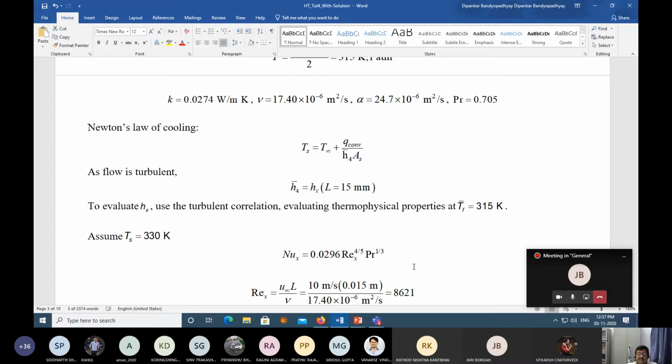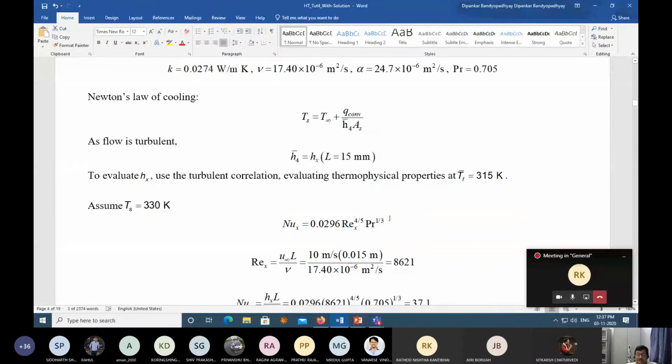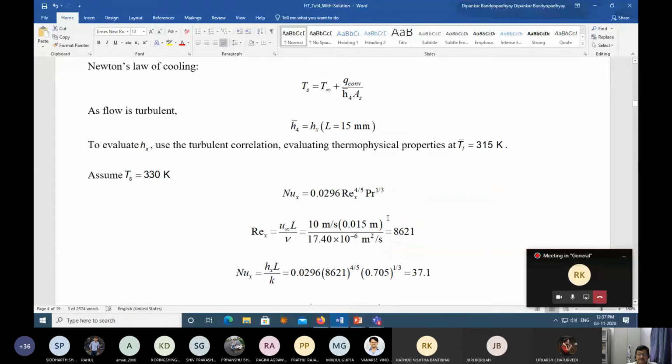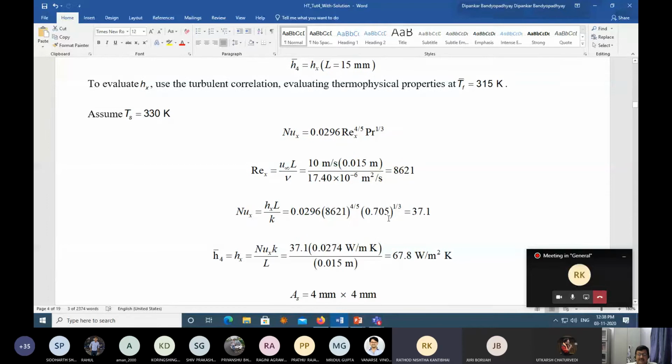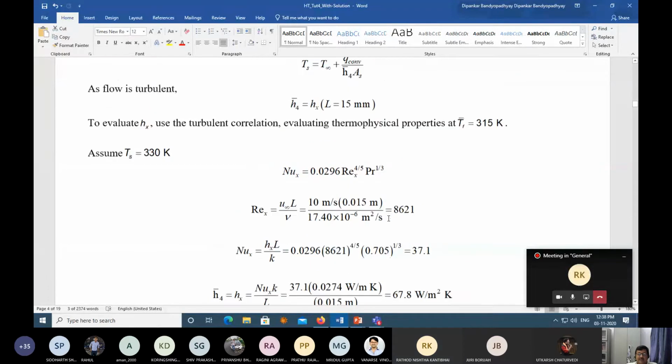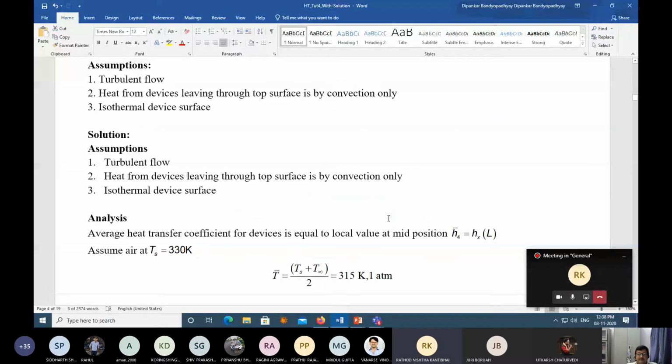How much is the Nusselt number? Quickly, we'll do another problem. 37.1, yes. So Hx equals K by L, right? K is already given, 0.0274. L is 15 centimeter, which means 67.76. And then area is how much? 4 mm into 4 mm.